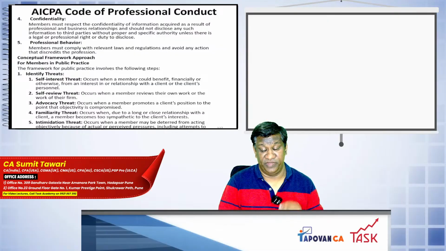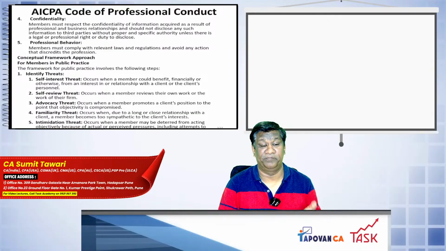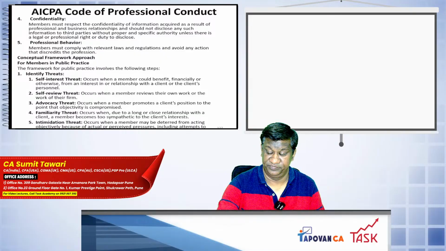So that is also the advocacy threat. When the member or the CPA tries to uplift the position of the client, it is clearly an advocacy threat. Okay, sir. Understood.